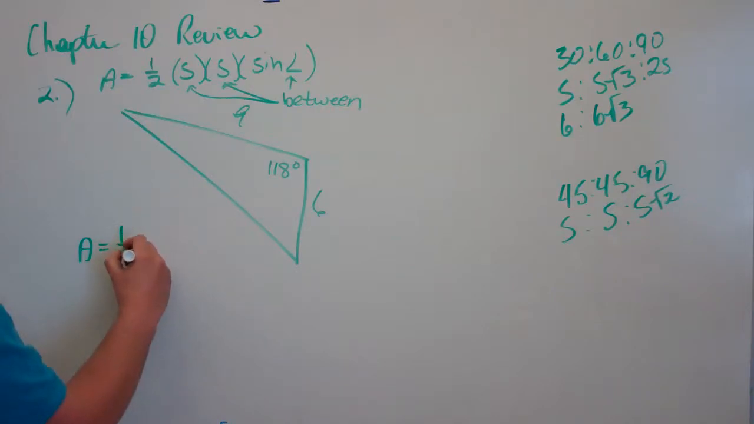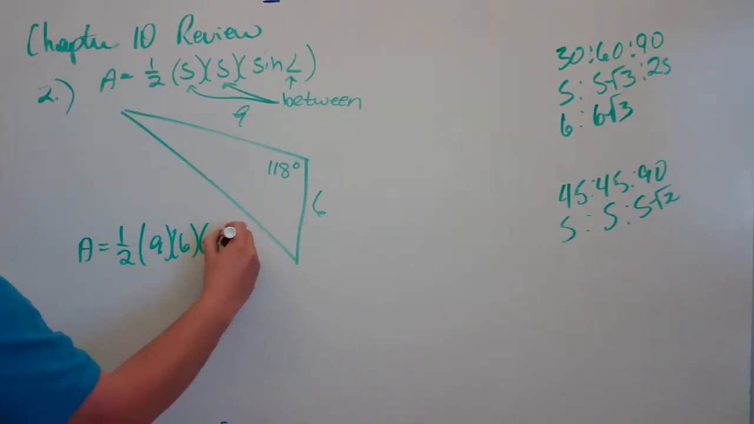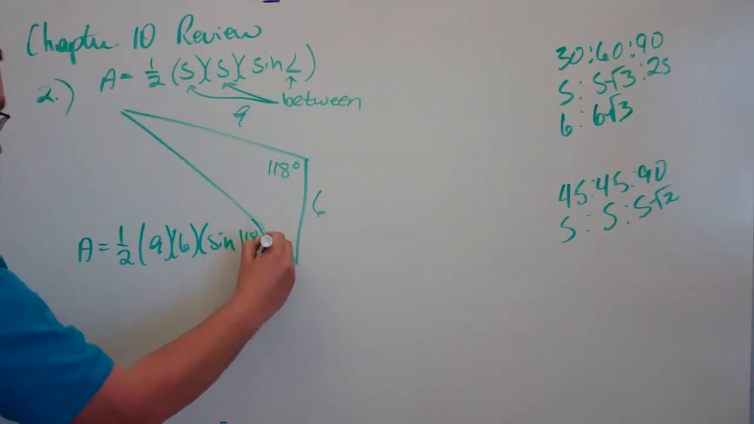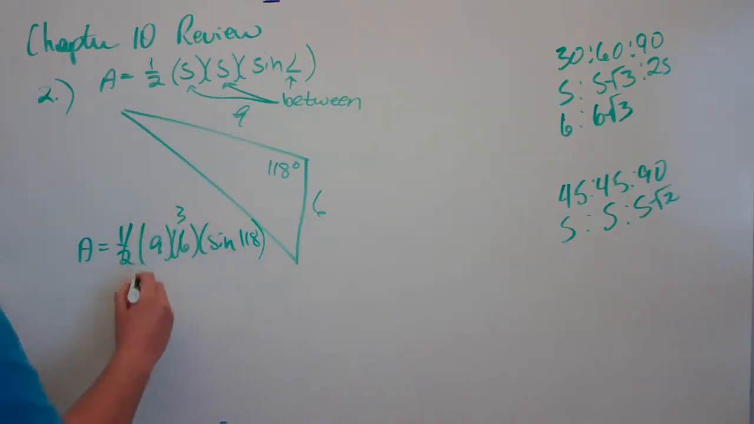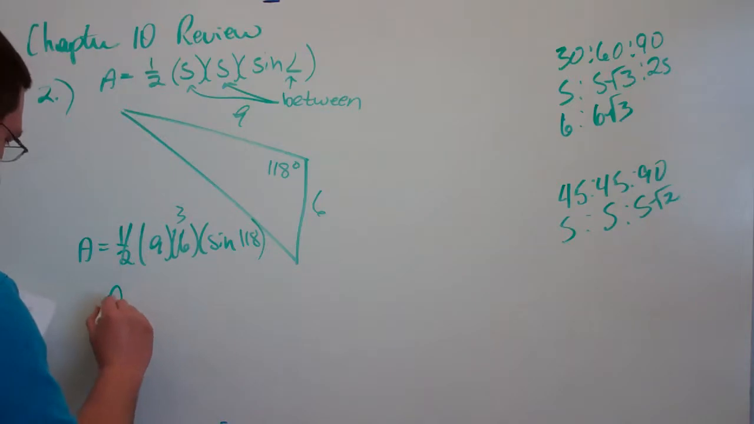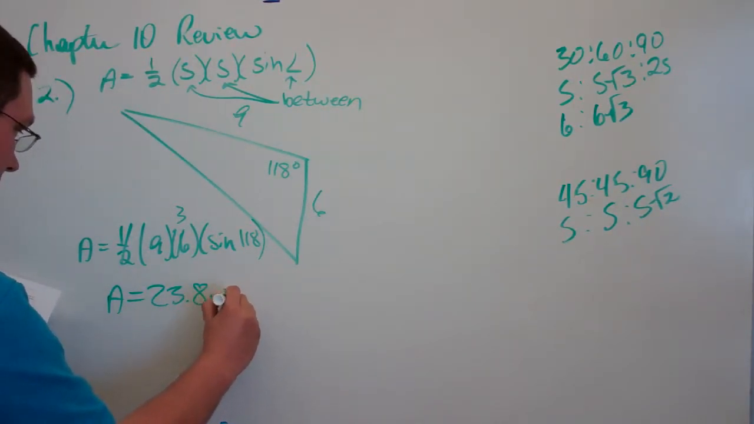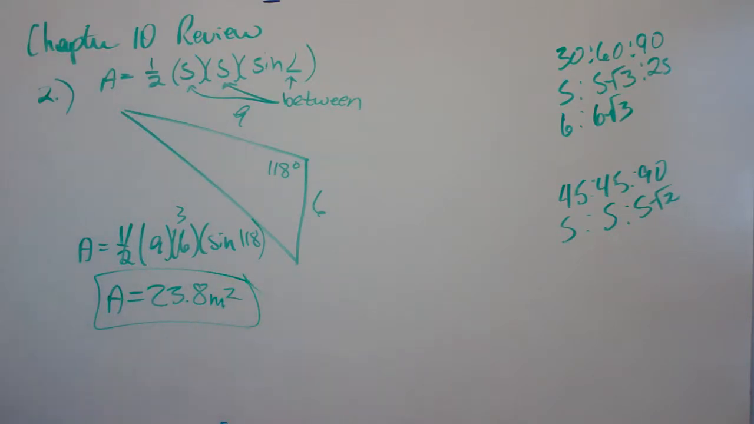So it's just simply 1/2, 9, 6, sine of 118. If you want, you can halve the 6 down to 3. So 9 times 3 is 27. So 27 times the sine of 118 is 23.8. And then, of course, meters squared, because that was the units. And that's it. That's all you got to do.